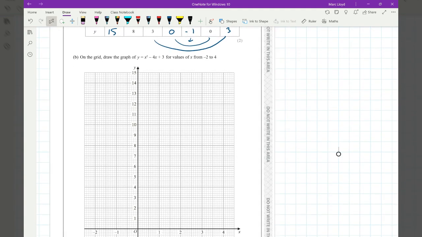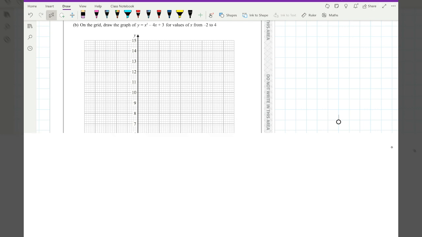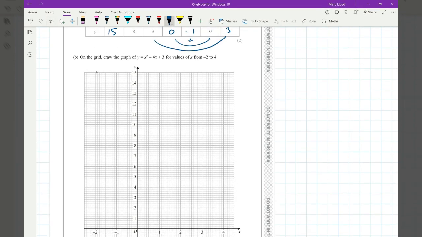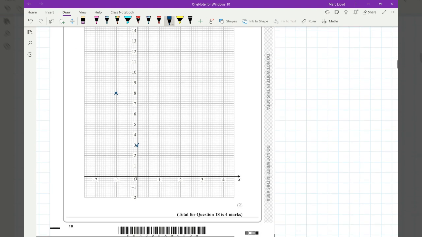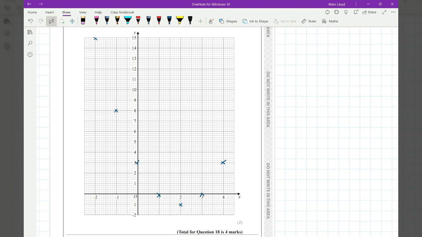So -2 goes to 15. Don't know why that keyboard's popped up. And then -1 goes to 8. 0 goes to 3. 1 goes to 0. 2 to -1. And then we've got the symmetry. And then your next job is to try to draw this. So you want to have a steady hand.